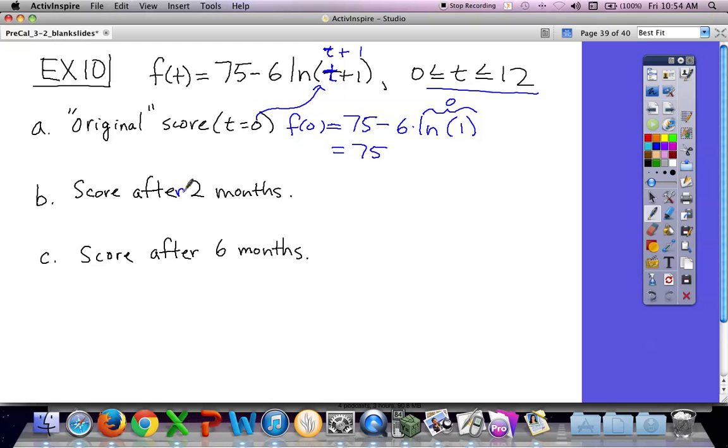Okay, now let's see what happens. They say find the score after 2 months. How would we do that? Plug in the 2 for t, right? So f of 2 equals 75 minus 6 times ln of 2 plus 1, which the book has already done for us, and that is 68.4.